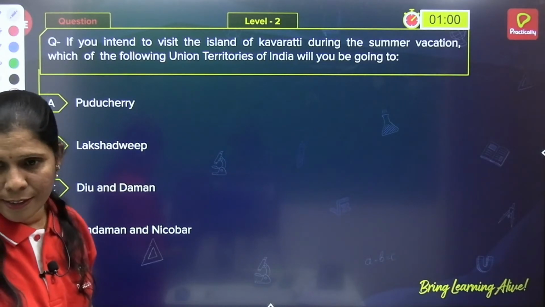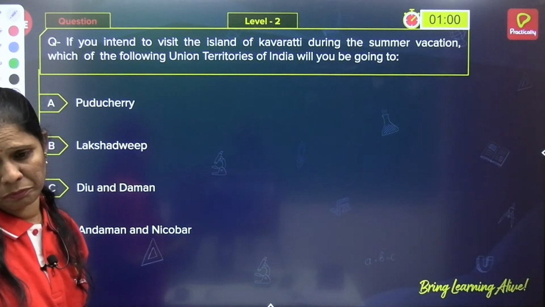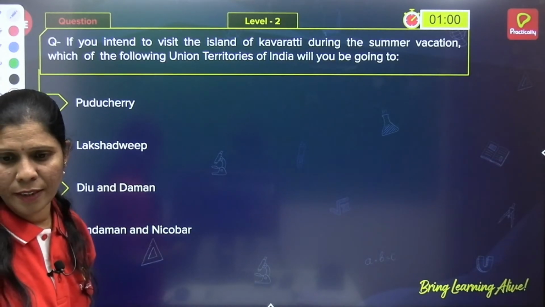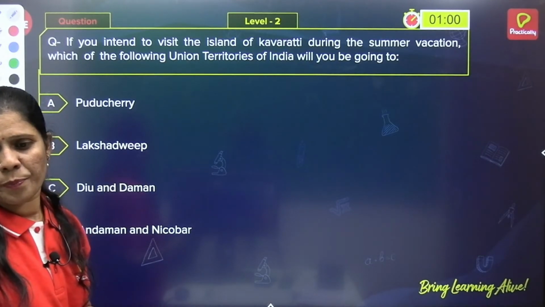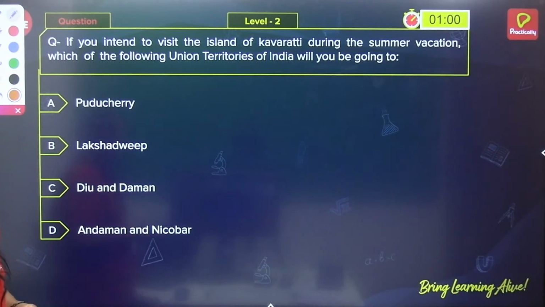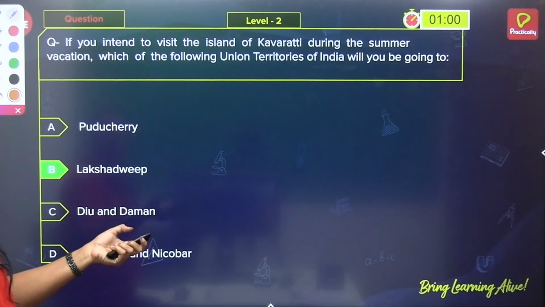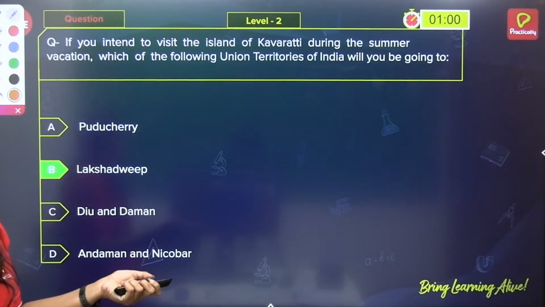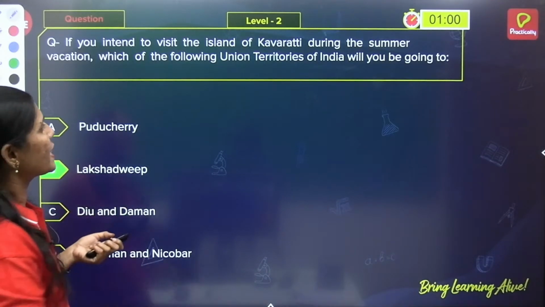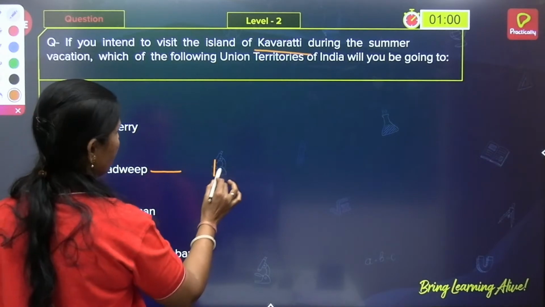Can I have an answer? Lakshadweep. Kavaratti is the administrative capital of Lakshadweep.